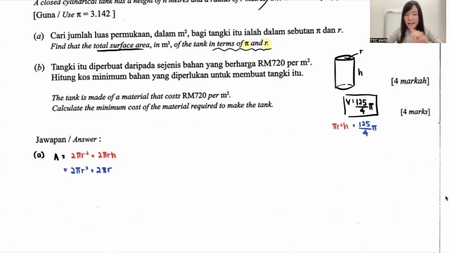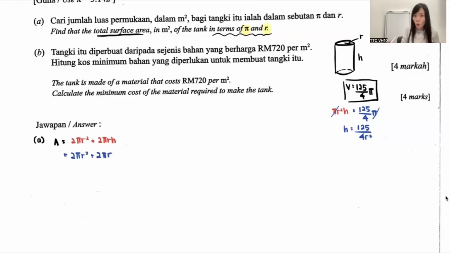From there, you can get h equals what? I have pi, you have pi, cut, disappeared. So h equals, move r squared over, divide by r squared. h can be 125/4 r squared. Now you can substitute 125/4 r squared in. Once you substitute, just expand it. Here there is r, here there is a square, cut, no more. 2 and 4 cut, left 2. You are left with 125 pi over 2r.